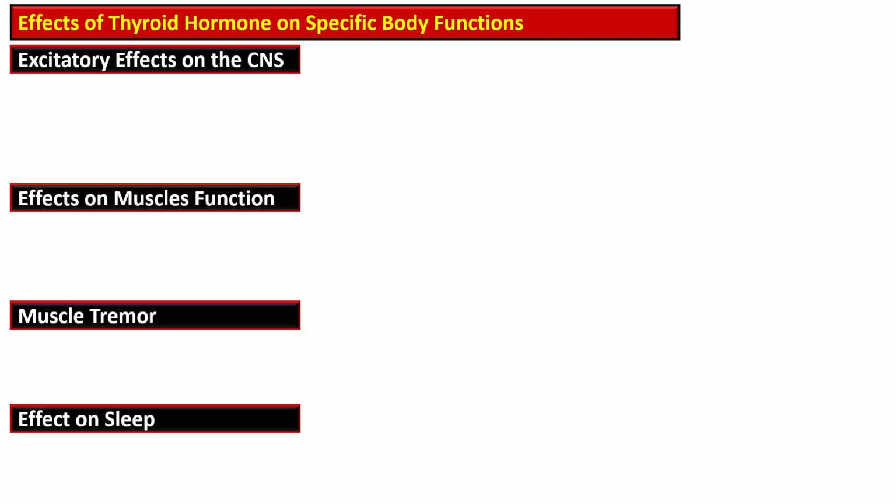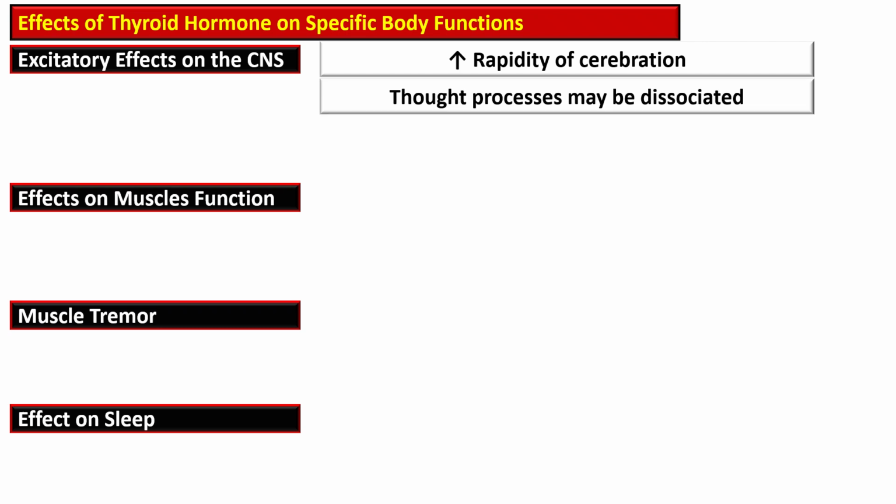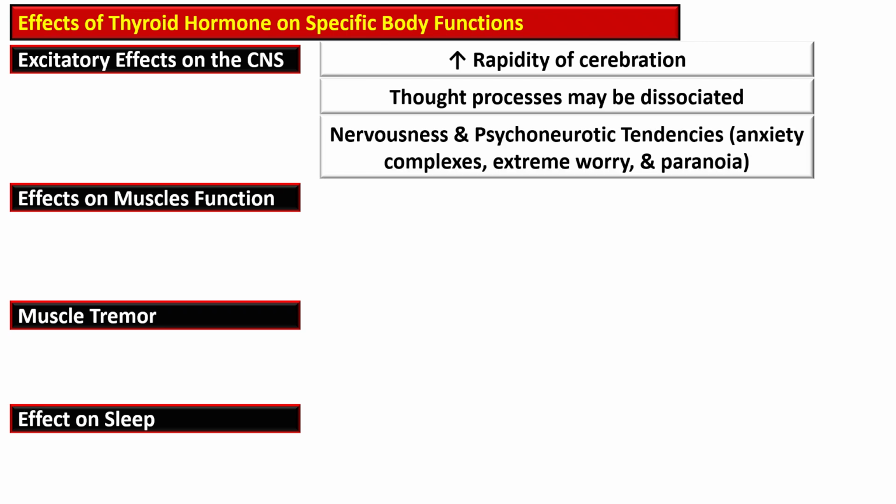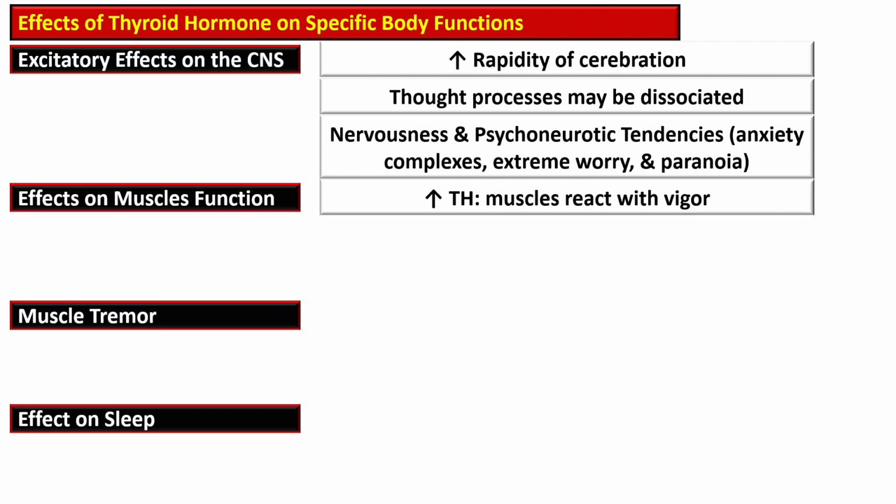So this thyroid hormone has some role on the CNS and muscle also. In the CNS, they result in increased cerebration, meaning increased mental activity, and there is a faster thought process with possible disorganization. Hyperthyroidism is associated with nervousness, anxiety and paranoia, which are psychoneurotic tendencies. And hypothyroidism is associated with sluggishness of thought and mental dullness.